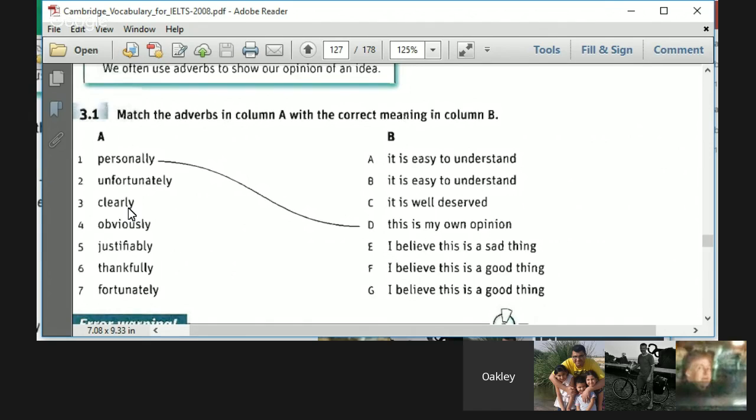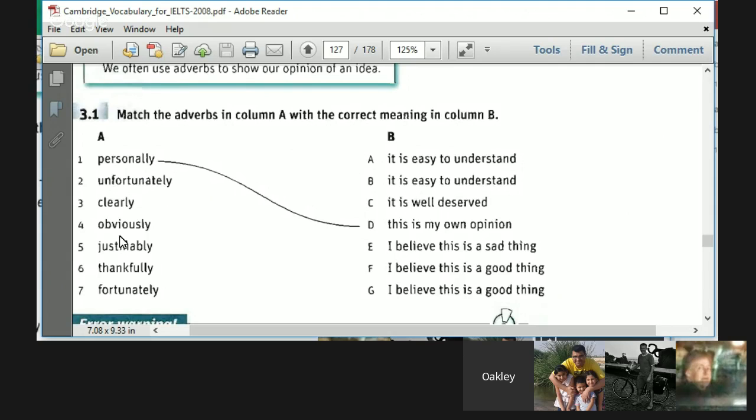Michael, number 3. Clearly, it is easy to understand. Okay. Clearly, Donald Trump is crazy. Yeah, okay. See how that works? I'm saying the same thing. Donald Trump is crazy, but by using a different introductory transitional adverb, I change the meaning. You see that? I can use the same phrase, but change the meaning by changing the transitional.